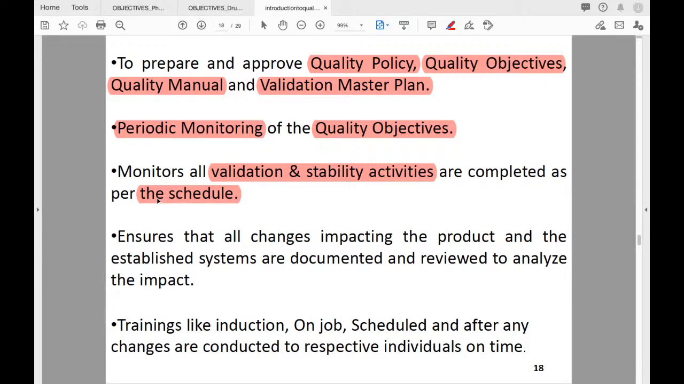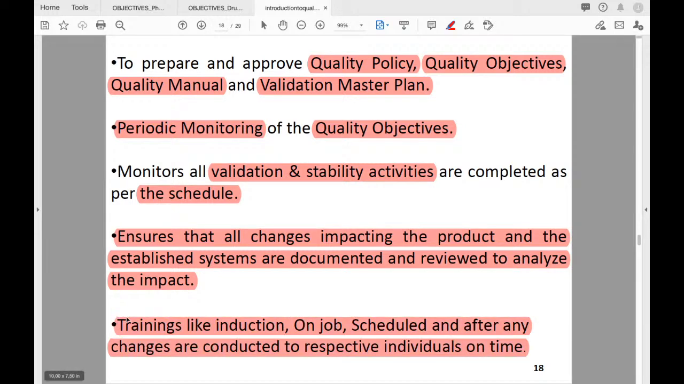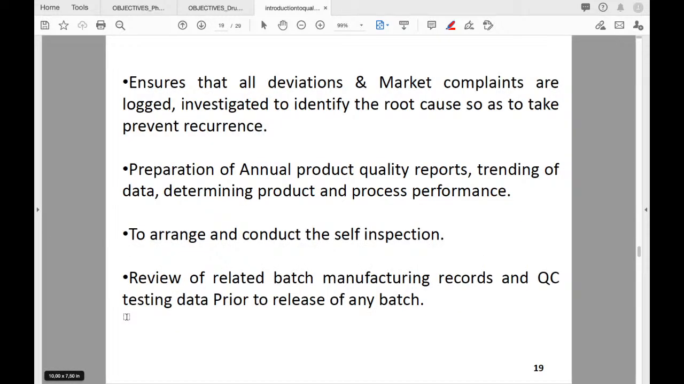And make sure all the changes impacting the product and established systems are documented and reviewed to analyze the impact of it. So training like induction and on-the-job training after any changes is conducted for respective individuals on time. And also we have to ensure that all the deviations and the market complaints that are coming up, we have to investigate them and find the root cause of these problems and prevent them, so that they should not come back again. Recurrence should not happen.